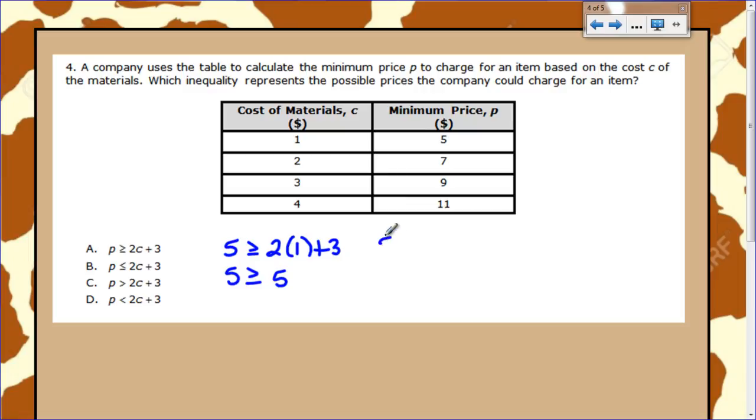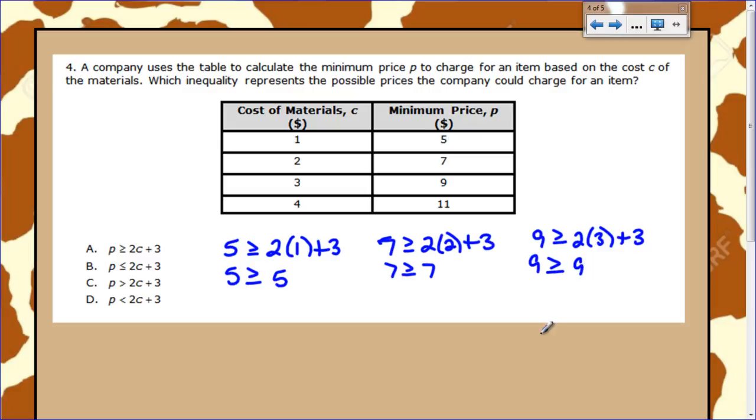So the next one, 7 is greater than or equal to 2 times 2 plus 3. Well, 7 is greater than or equal to 2 times 2, which is 4, plus 3 is 7. Still works. So then we'll check the next one. 9 is greater than or equal to 2 times 3 plus 3. So 9 is greater than or equal to 9. Still works. Check the last one. So I have 11 is greater than or equal to 2 times 4 plus 3. So 11 is greater than or equal to 11.